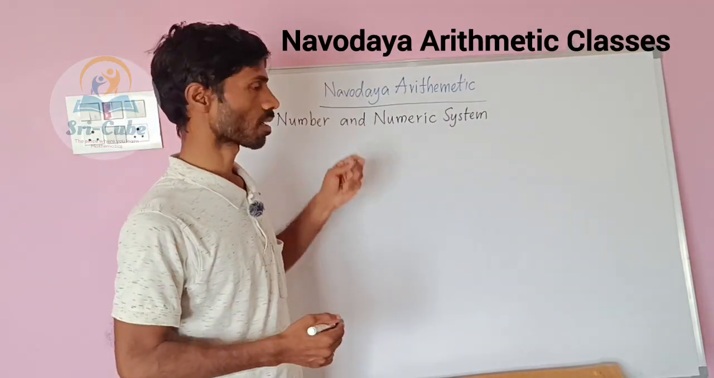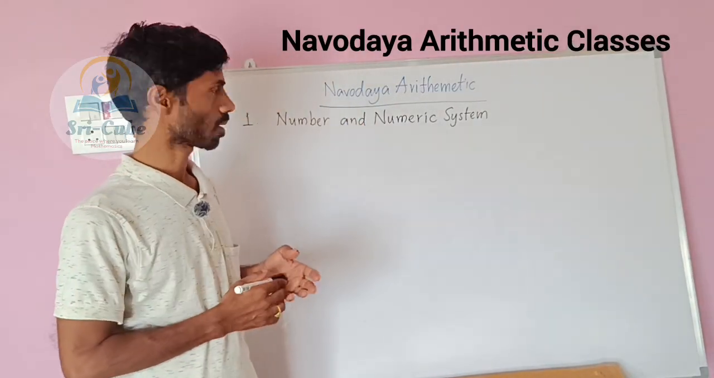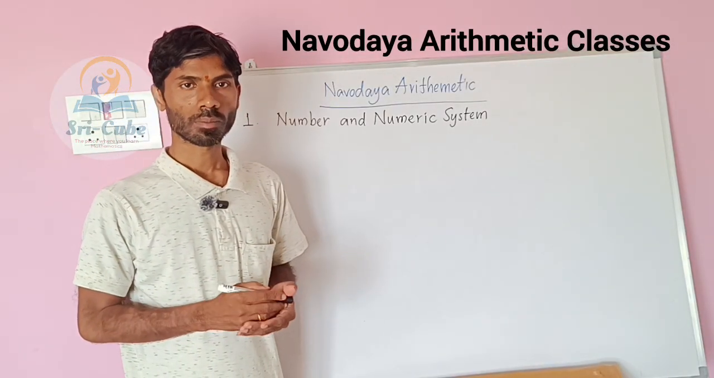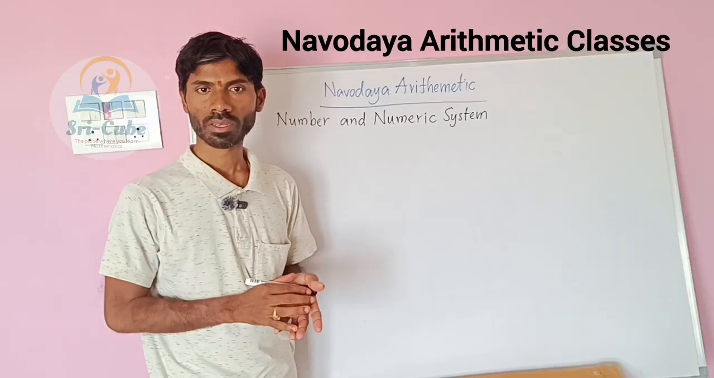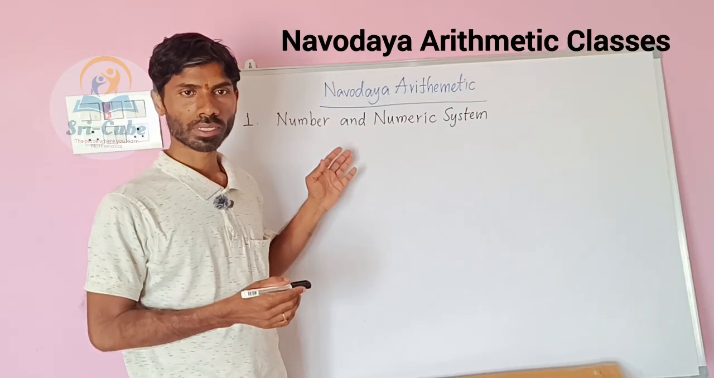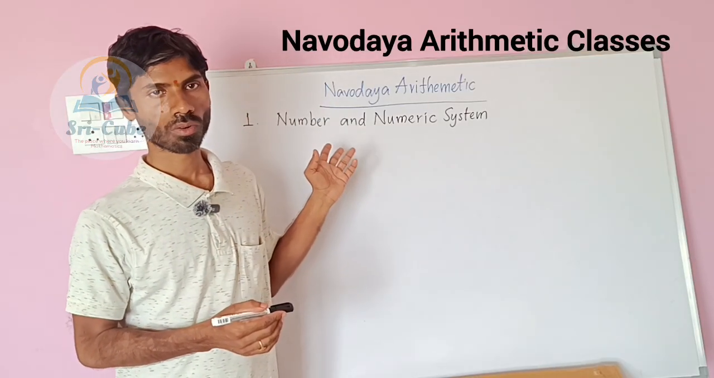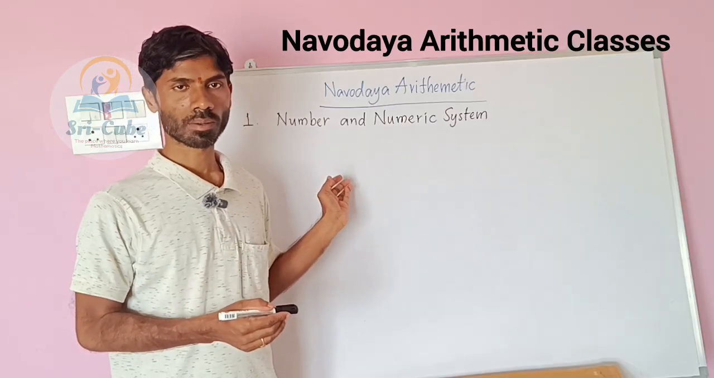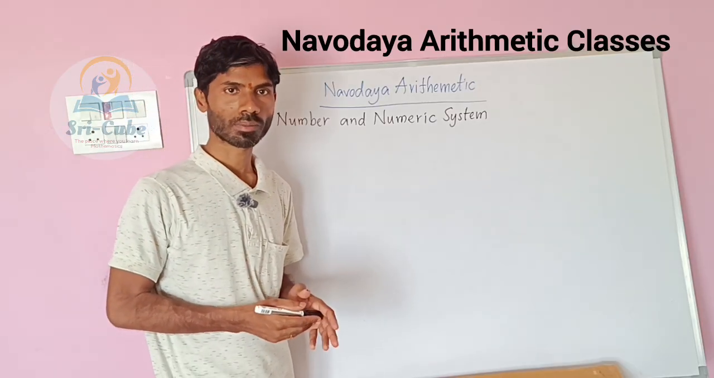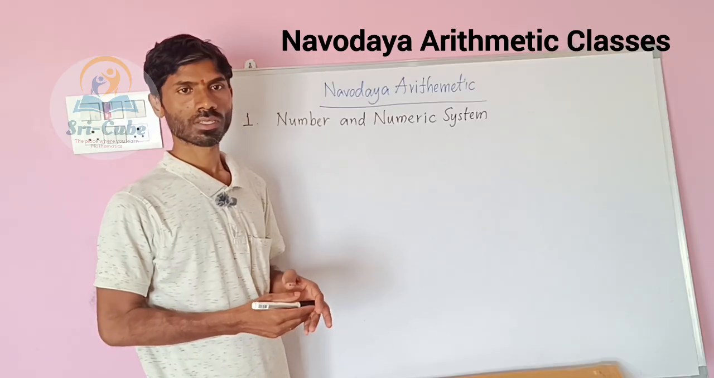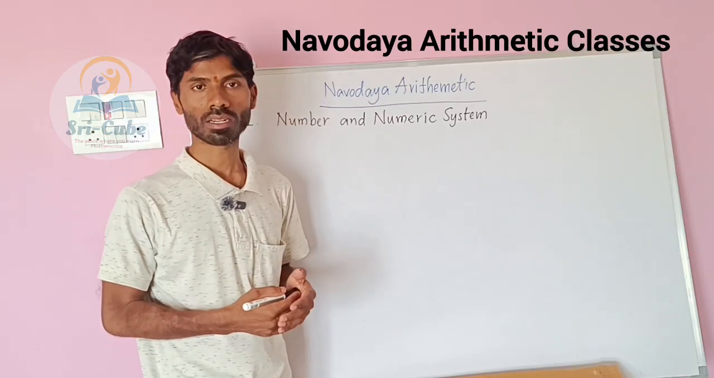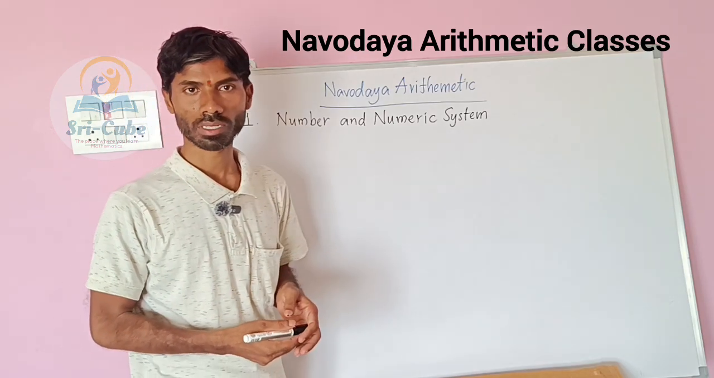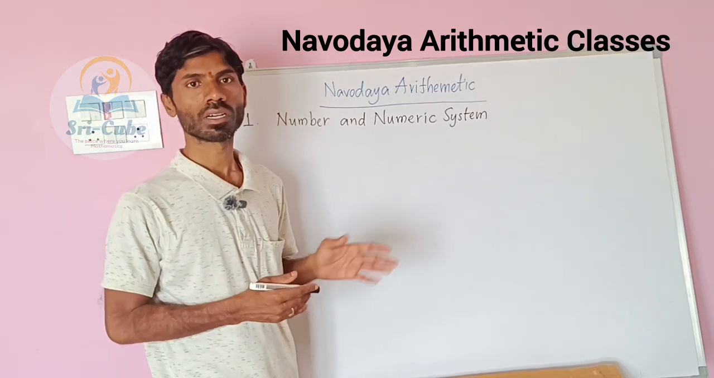Today we are going to start Navodaya Arithmetic classes. First chapter is number and numeric system. Numbers are different types. So first, natural number, whole number, integers, rational numbers, irrational numbers, real numbers, complex numbers, imaginary numbers. So these types, and other types are also there: odd numbers, even numbers, prime number, composite number. These are the different types of numbers.